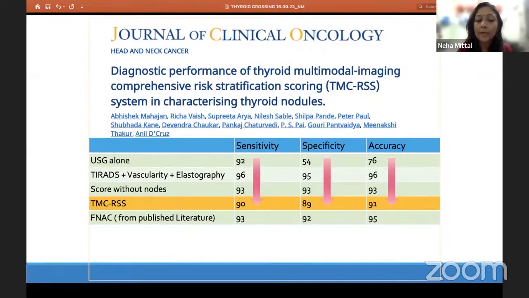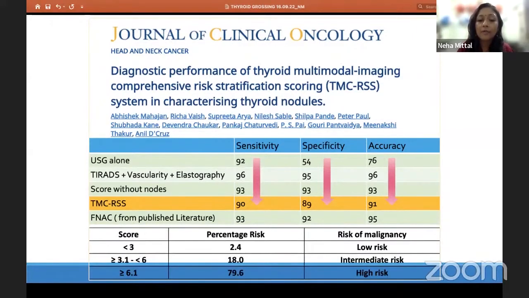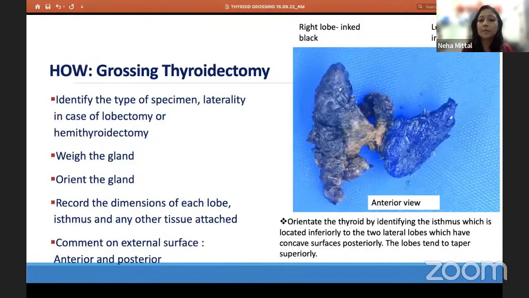And this is a combination of TIRADS, vascularity, Doppler and elastography, and has a very high sensitivity and specificity. All to tell you that imaging findings are very important before we start grossing or start looking at a thyroidectomy specimen. And coming to how to gross a thyroidectomy specimen.